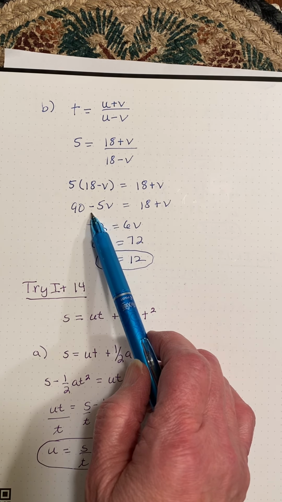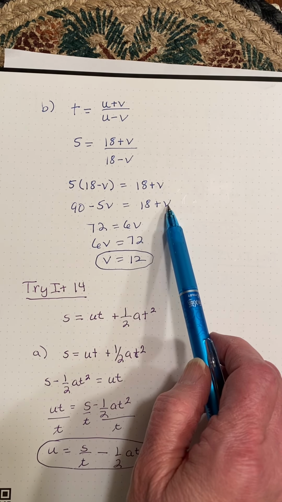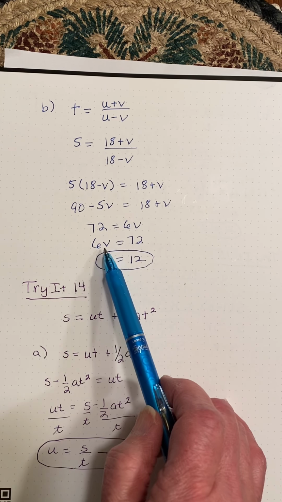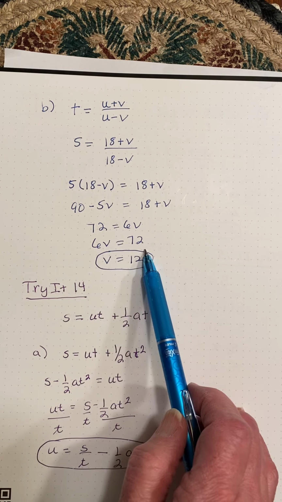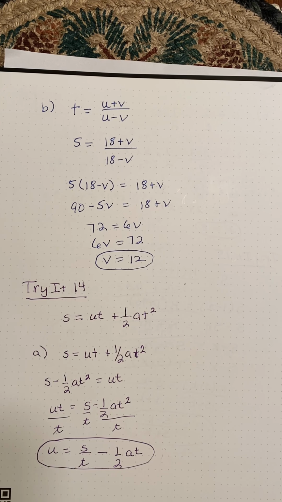I'm going to take my negative 5v and take it to the other side, so that's positive 5v plus v gives me 6v. I flip them because I like my letters on the left, so 6v equals 72. I divide through by 6, v equals 12. There we go. Now we get to move on to try it 14.